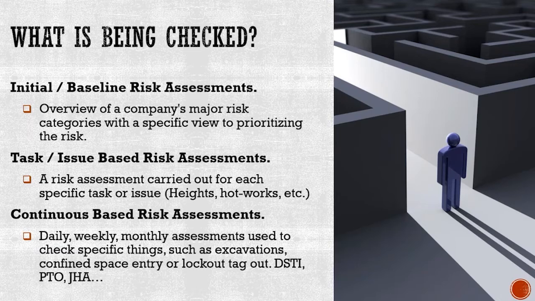The second type of risk assessment that we are looking at is your task or issue-based risk assessment. This risk assessment is carried out for each specific task or issue, such as working at heights. That is a specific issue that needs to be funneled into its own separate risk assessment, specifically when looking at Section 10 of our construction regulation with regards to fall protection. When fall protection comes into play, the fall protection plan itself has to have its own working at heights risk assessment. So that's a separate issue or a separate task. But it also has to be site specific.